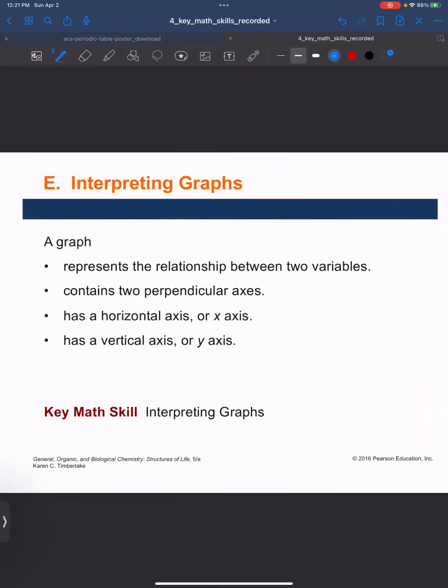As I said on the first slide, it's important that we are able to interpret graphs confidently and extract important pieces of information from it. Remember, a graph just represents the relationship between two variables. So first things first, you always look at what your horizontal x-axis is telling you and what the vertical y-axis tells you.